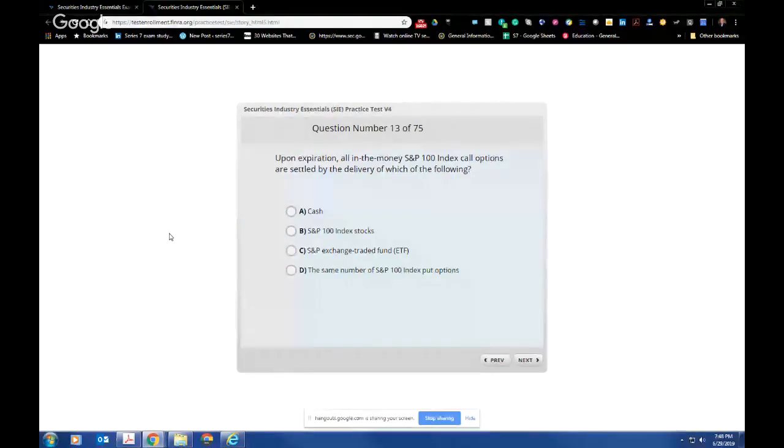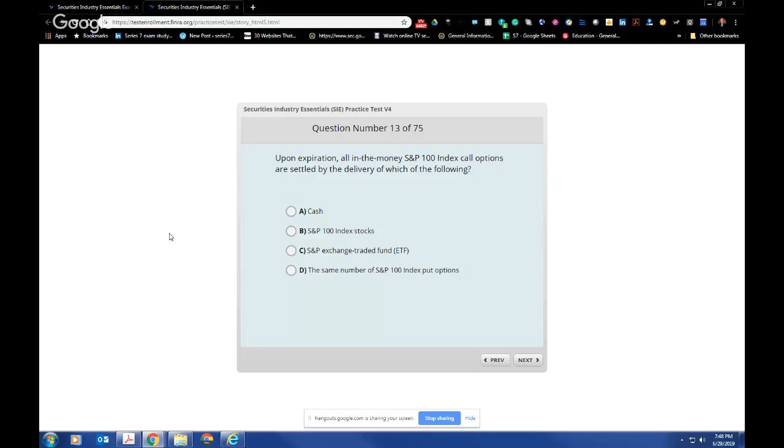Upon expiration, all in the money S&P 100 index call options are settled by the delivery of which of the following? Do you give cash? We'll come back to that. Do you give S&P index stocks? No, you're not getting stocks. Do you get an ETF? No, it's not an ETF option. The same number of S&P puts? No, they have nothing to do with each other. So remember, puts and calls are different animals.